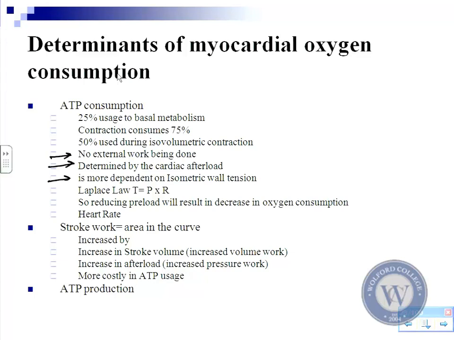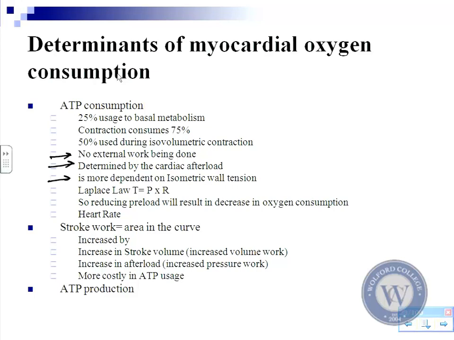Okay? So reducing preload will result in a decrease in oxygen consumption. That's true, but it will also limit your stroke volume, which can be a problem. So it's not really the best way to do it. What we have done in the last few years to try to reduce cardiac workload for somebody who is already at high risk for developing ischemia is invariably put people on ACE inhibitors. ACE inhibitors are afterload reducers. And by reducing afterload, you're reducing isovolumetric contraction time. So that individual uses less oxygen as a consequence.